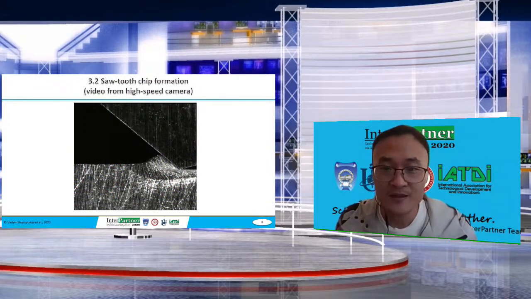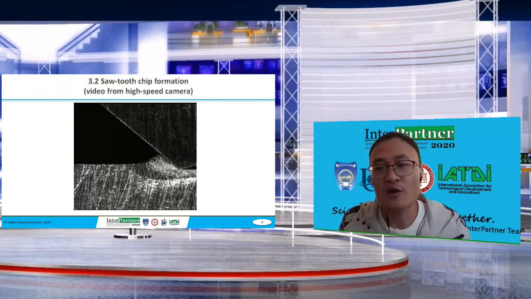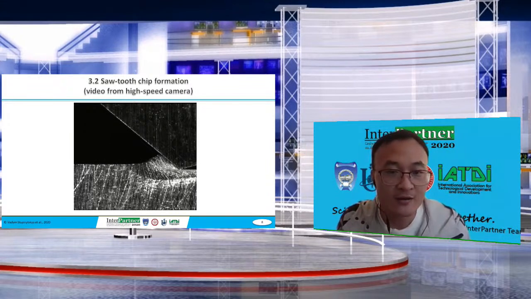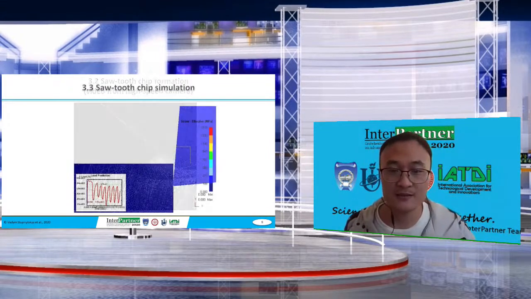In this slide, you can see the real picture of sawtooth chip formation captured with a high-speed camera. The high plastic properties of titanium alloys during their machining contribute to micro and macro cracks in front of the tool blade. Here, you can see the deformation zone of the material layer and the formation of the residual stress zone. The results of such an experiment confirm the results of the simulation.